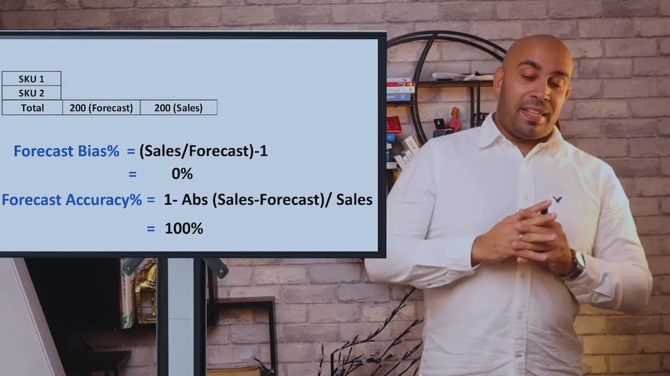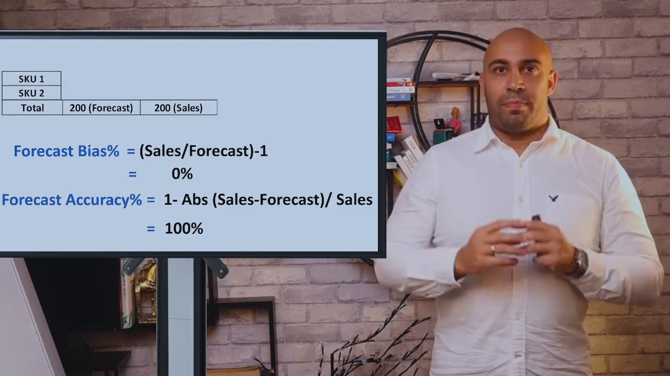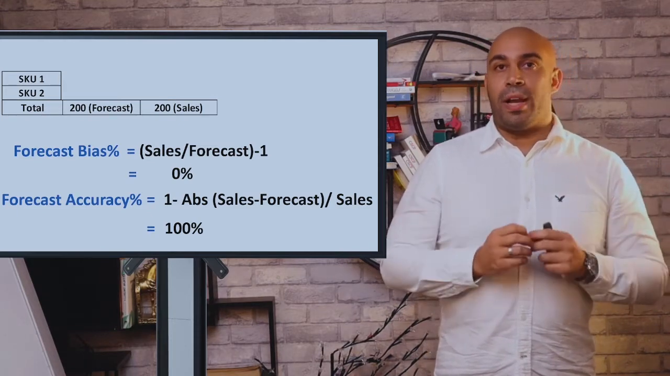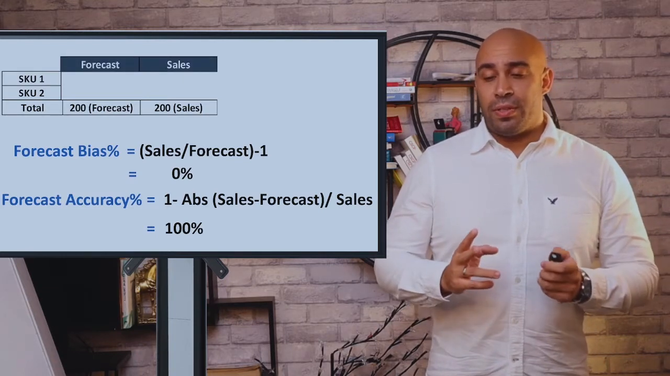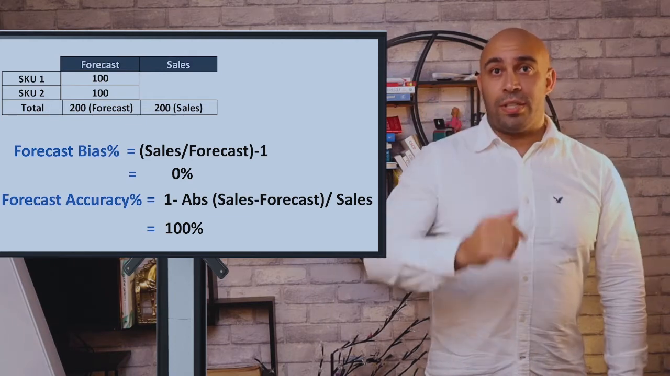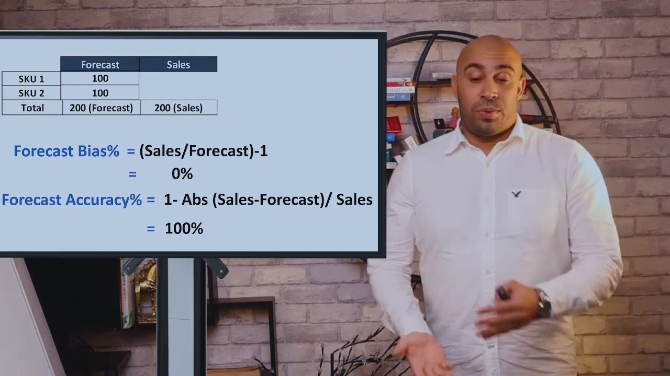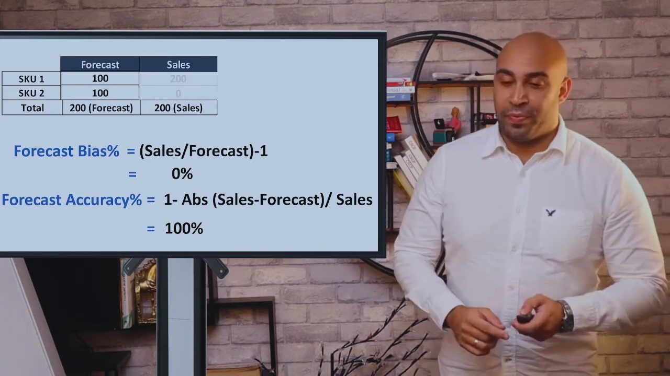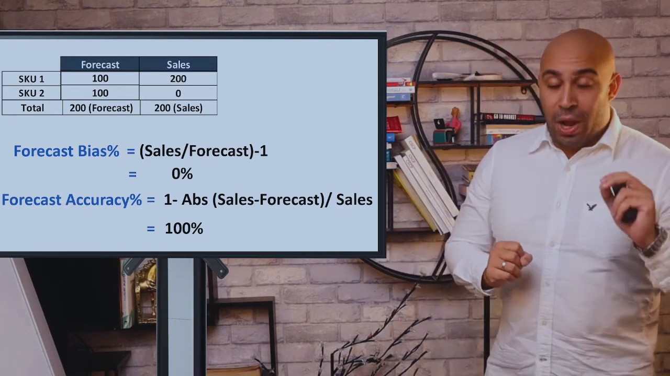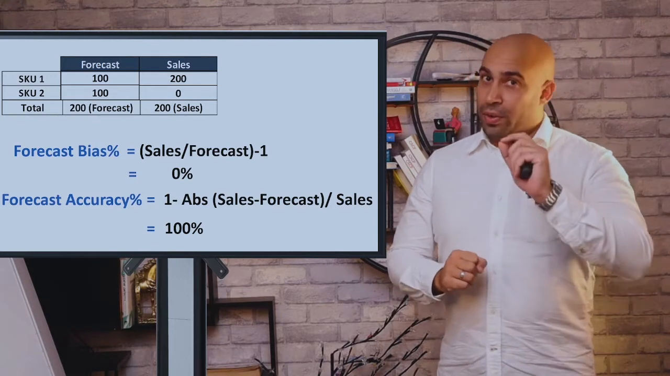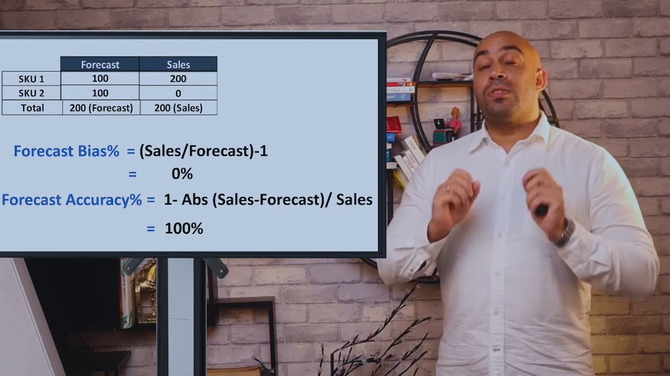Let's take this example. If I have 2 SKUs, just for simplicity, a portfolio of my category of 2 SKUs, and my forecast for these two SKUs is 100 for SKU1 and 100 for SKU2. So my total forecast was 200. But this is the game here. What if my SKU1 sold 200 and my SKU2 sold 0?